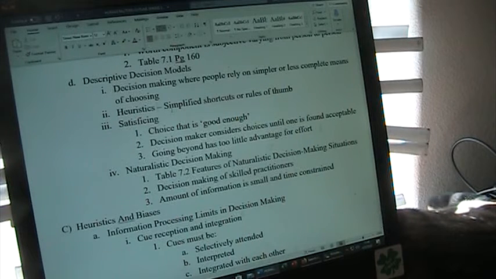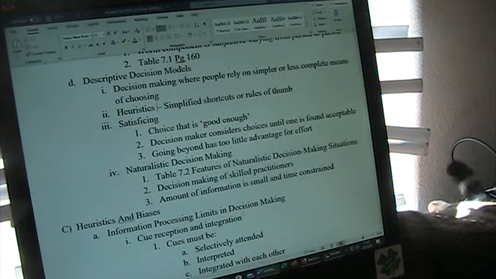Heuristics are simplified shortcuts or rules of thumb. For example, one heuristic that I've used in industrial engineering is that if you double the size of the wheels on something, it halves the effort of moving it.